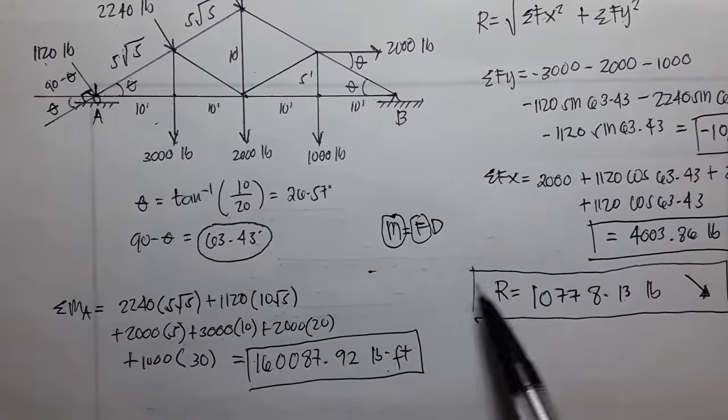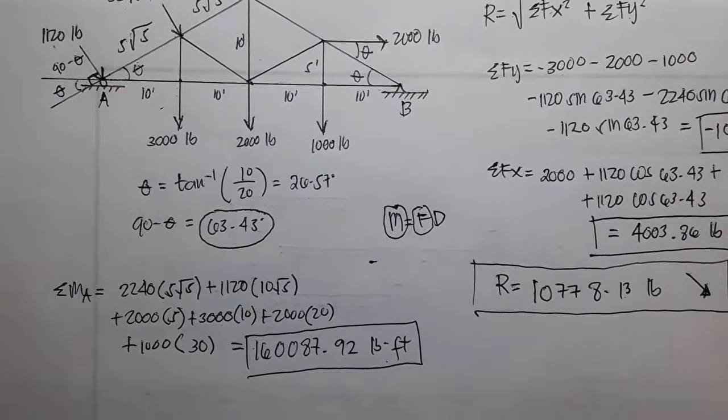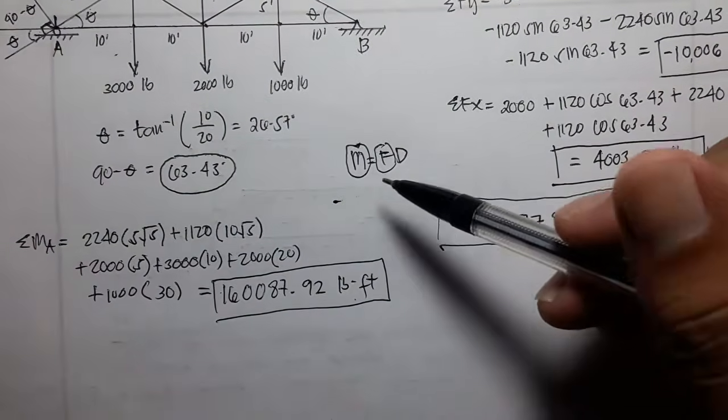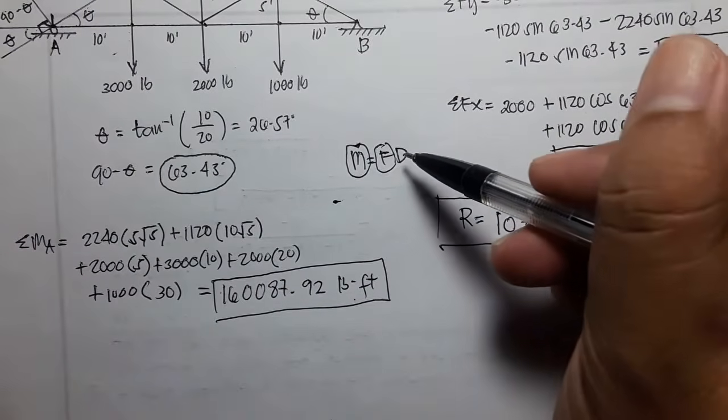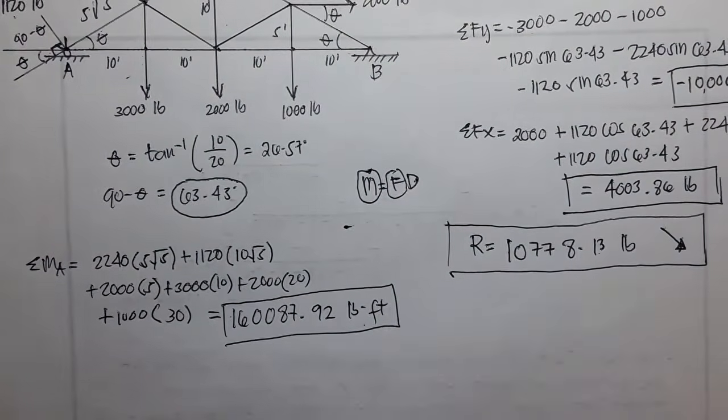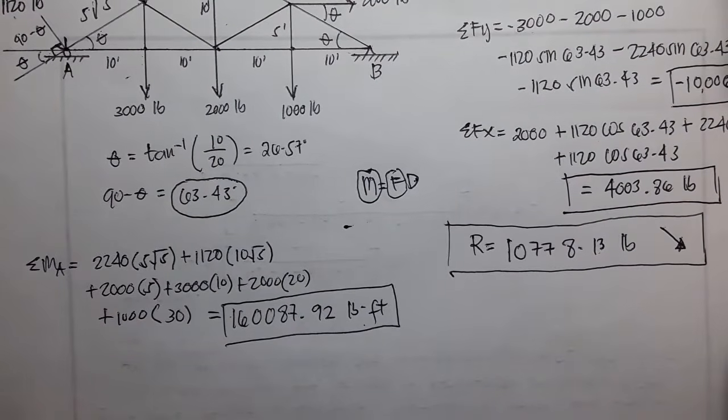So we already have the requirement for our distance. So what is this distance? The distance from our moment center.